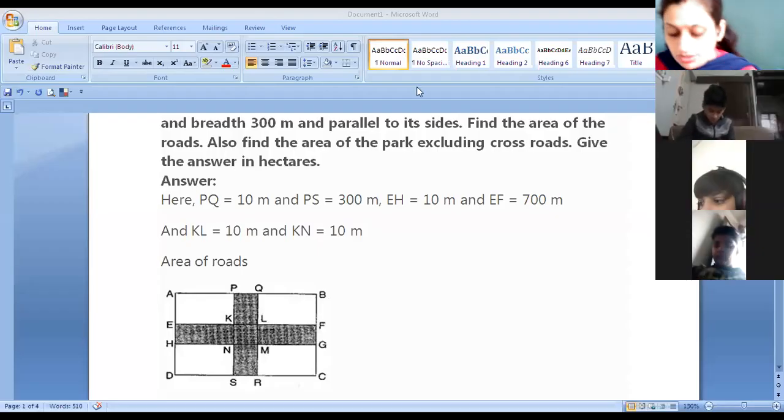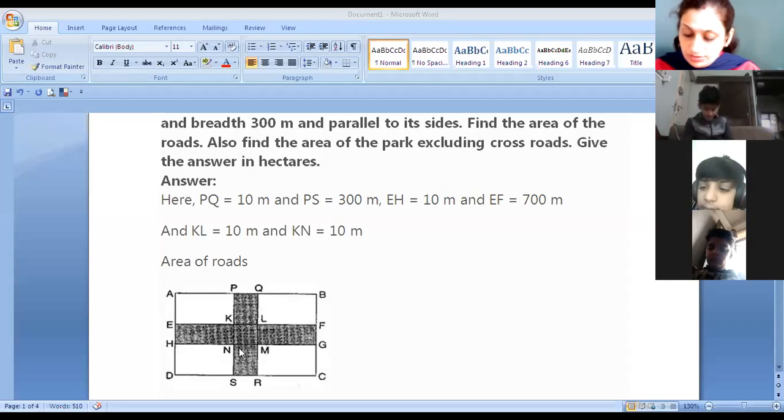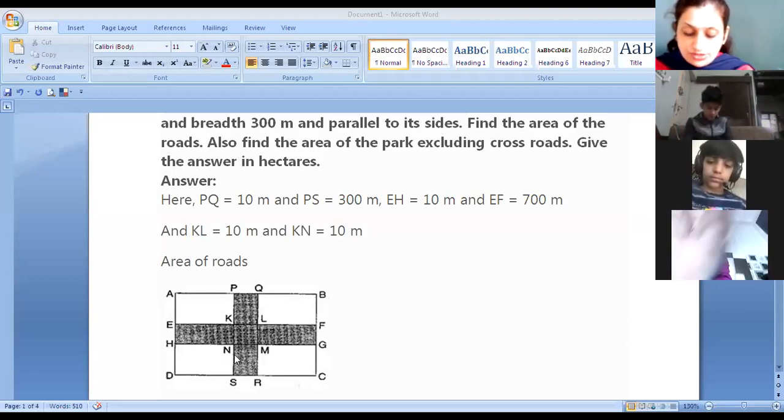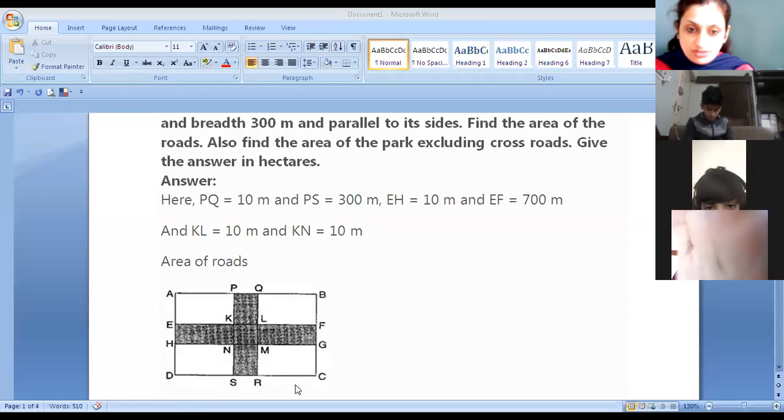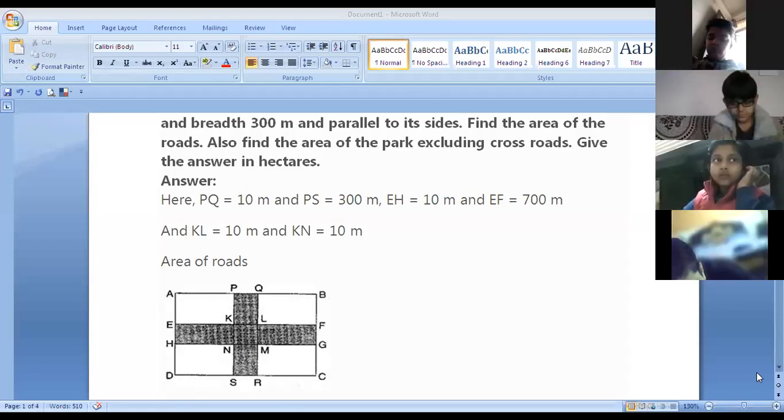In question number 6, two crossroads are given whose width is 10 meters and which cut at right angles at the center of a rectangular path. Its length is 700 meters and breadth is 300 meters, and the roads are parallel to its sides. Find the area of the roads. We have to find the area of these roads, and also find the area excluding the roads, and give the answer in hectares also.